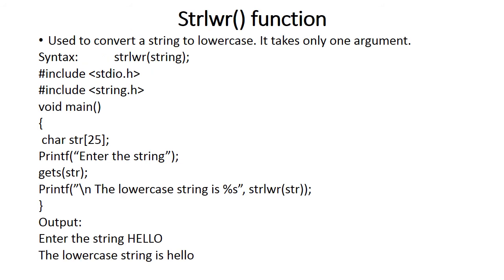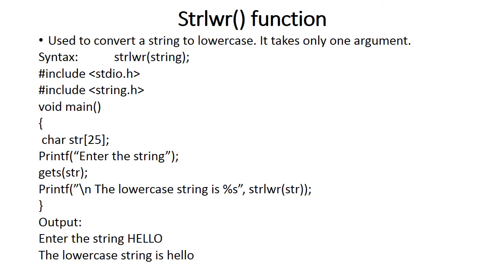Similar to the string upper function, we have string lower function. So this function is used to convert a given string to lowercase. The syntax is strlwr, within brackets you give the string. So when we write it as a program, we have the initialization of header files stdio.h and string.h, and then we have the main program.